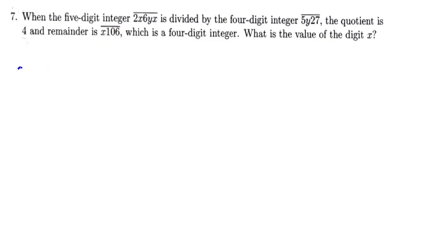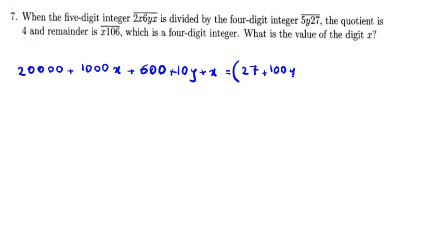If I want to write it, it will be 20000 plus 1000x plus 600 plus 10y plus x, divided by this 4-digit number, which is 5000 plus 100y plus 27. The quotient is 4 and the remainder is this. It will be 1000x plus 106.